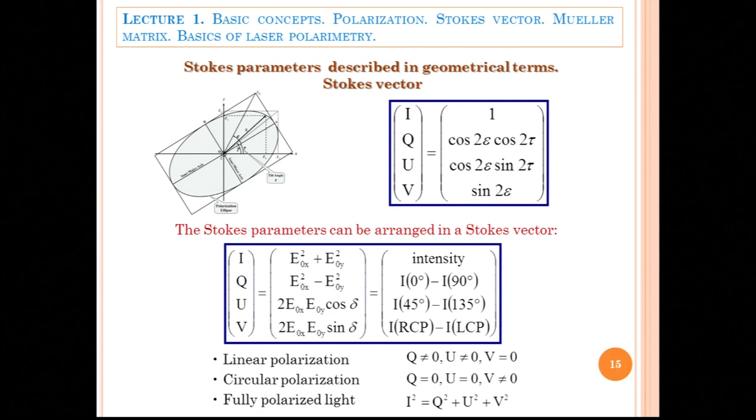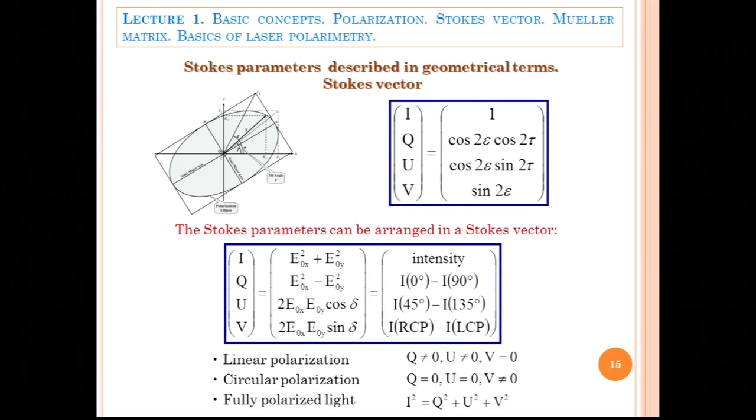Because when we deal with, for example, elliptical polarization, and we can measure the fourth Stokes vector parameter, we immediately, just after that, obtain the value of ellipticity of our polarization or our wave.